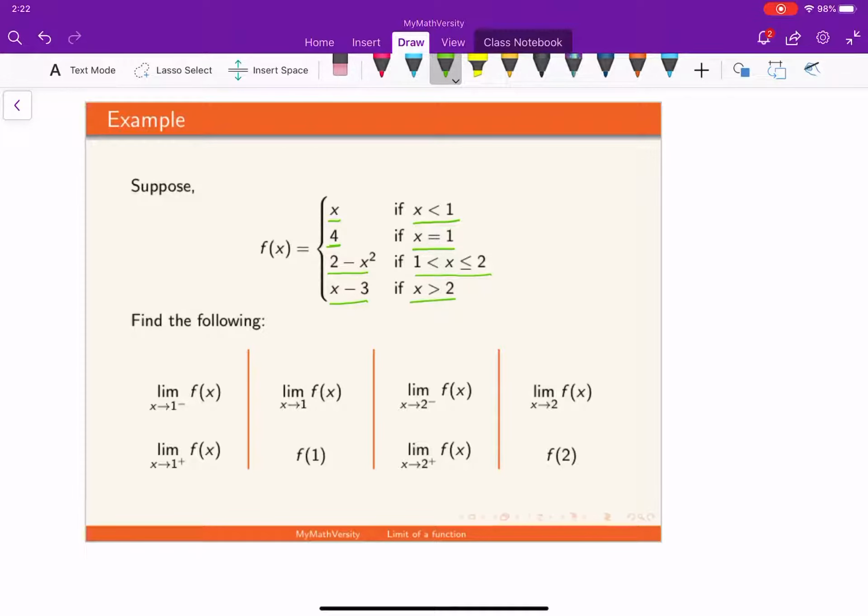What we need to do here is find the following if it exists. We need to find the limit of this piecewise defined function f when x gets closer and closer to 1 from the left side. We also need to find the limit of f of x when x gets closer and closer to 1 from the right side. We need to find the limit of the function at 1, and the value of the function at 1, and so on. So let's try to work on this problem.